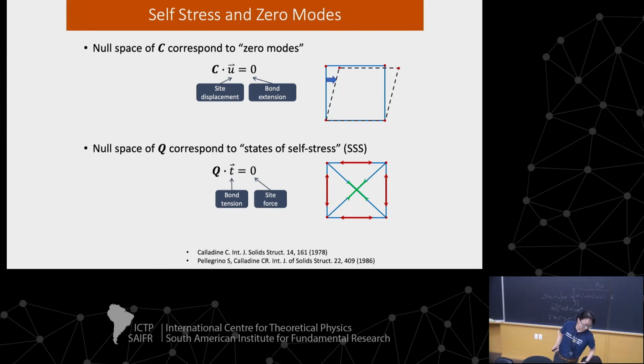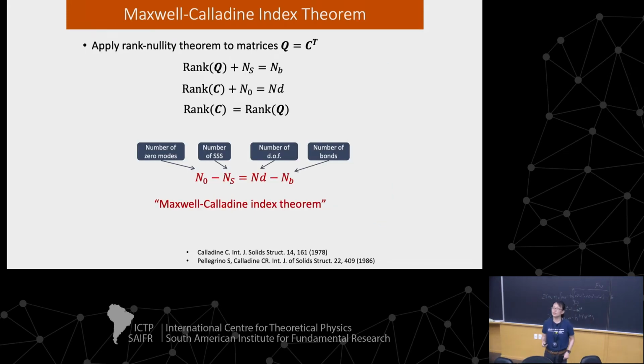And the null space of the Q matrix are states of self-stress. If you have a vector of bond tension that causes no net force on any site, it's a self-stress. Then you apply the rank-nullity theorem on these two matrices. Applied to the Q matrix, the rank, which is the number of non-zero eigenvalues, plus the dimension of its null space is the number of its columns. You can do the same for the C matrix, and because they have the same rank, you get the so-called Maxwell-Calladine theorem, which I think Corentin explained already in his lecture.